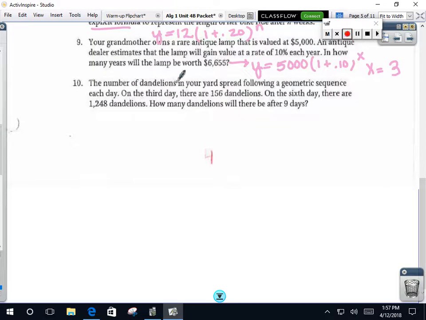The number of dandelions in your yard spread following a geometric sequence each day. On the 3rd day, there are 156. On the 6th day, there are 1,248. They want to know how many there will be after 9 days. So what do you have to do? What'd you get?